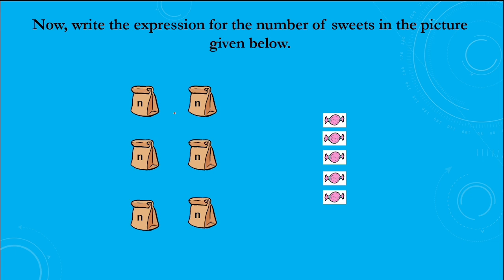So how many n's are there? How many n number of bags are there? 1, 2, 3, 4, 5 and 6. So we can write 6n plus 1, 2, 3, 4, 5. So 6n plus 5. Okay.